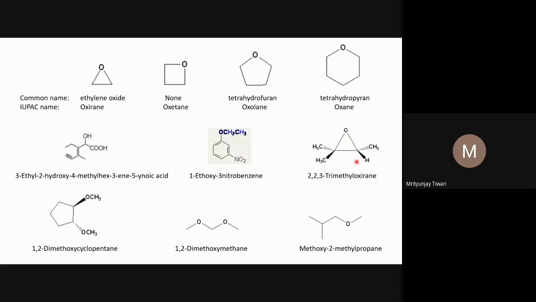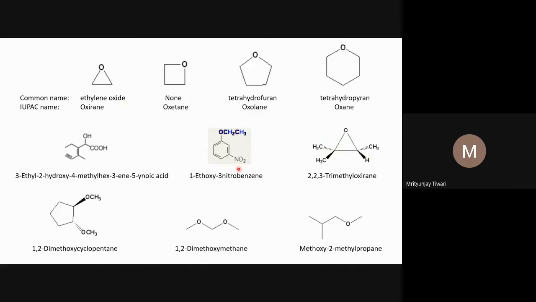So the numbering will be done 1, 2, 3, because we cannot do the numbering in the other direction. This substituent is only one methyl at 1, and this will be 3, 3. If you do the numbering here, 1, 2, 2, 3, this will become 2,2,3-trimethyl oxolane, the name of this compound. Let's see the name of another compound.